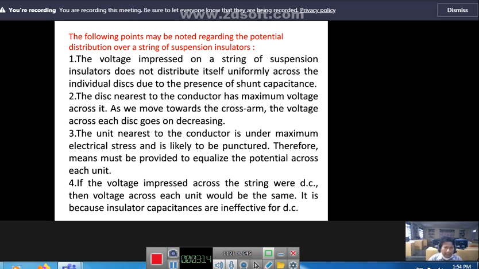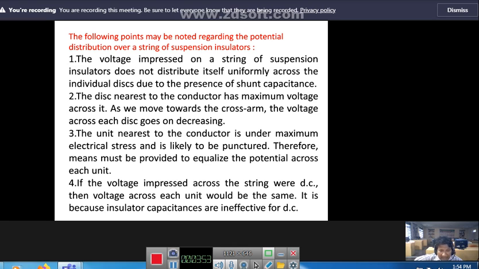The voltage impressed on a string of suspended insulators does not distribute itself uniformly across the individual discs due to the presence of shunt capacitance. If the shunt capacitance is negligible, then the voltage throughout the string is the same. The disc nearest to the conductor has the maximum voltage. In our example, disc 3 is nearest to the conductor, so V3 is maximum compared to V1 and V2.